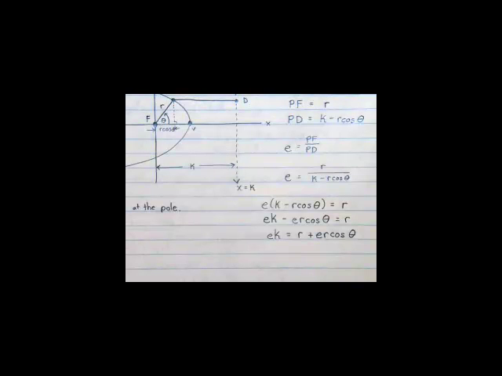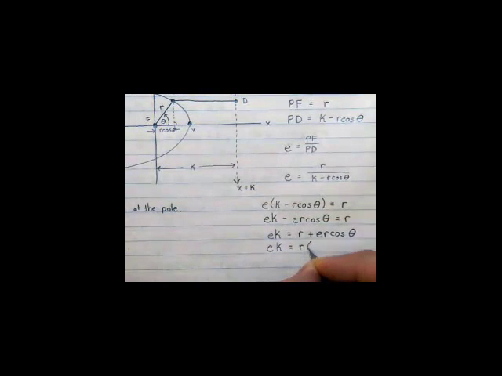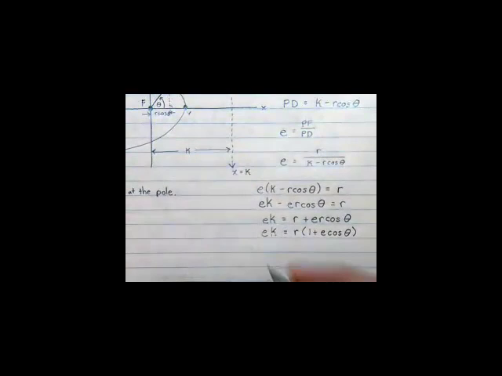Oh, you're close. Take out the r. Factor, right? That'll leave just one r instead of two then. And then we can actually finish this thing up. So ek equals r times 1 plus e cosine theta. And then you do a little dividing, and you got it.